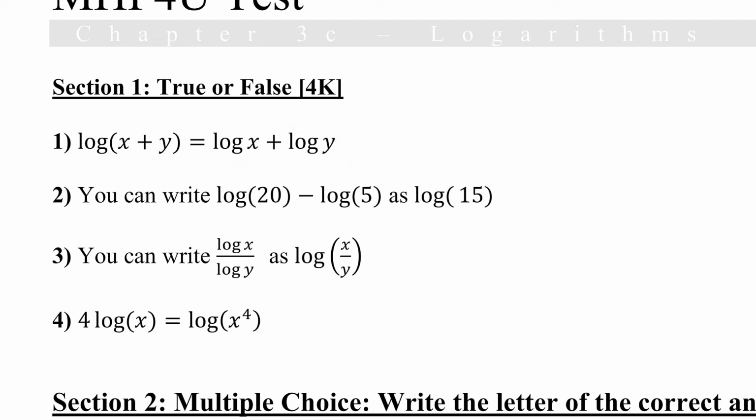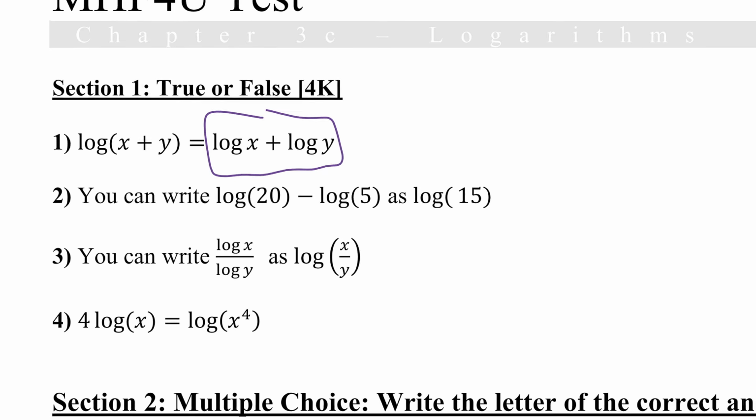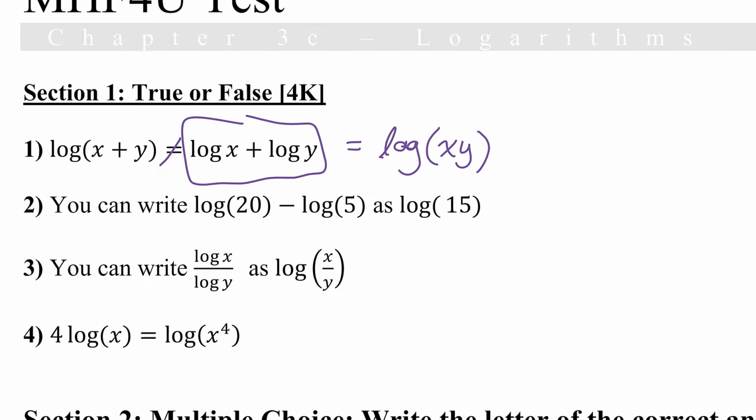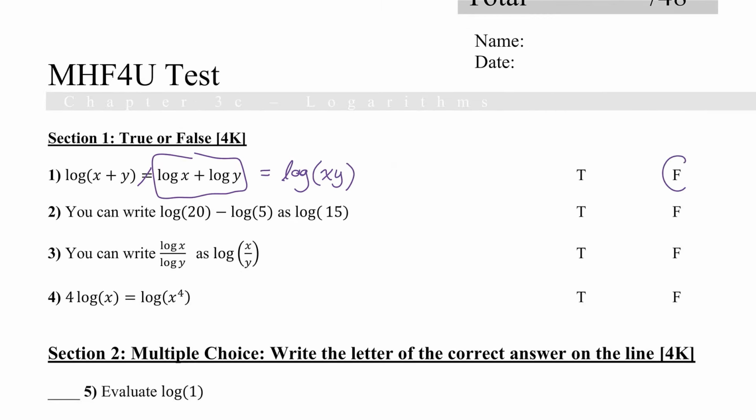I know that's false. The product rule of logarithms tells me that if I'm adding logs with the same base, I know that would be equal to a single logarithm with that same base with the arguments x and y being multiplied, not added. So I know it is not equal to log of x plus y. It should be equal to log of x times y. So this statement was false.